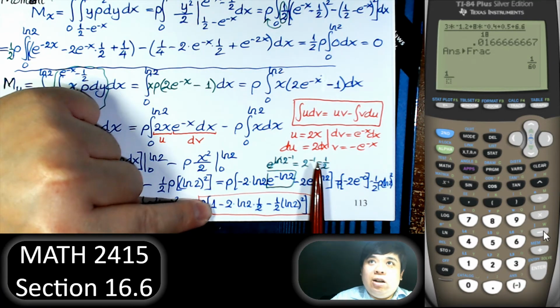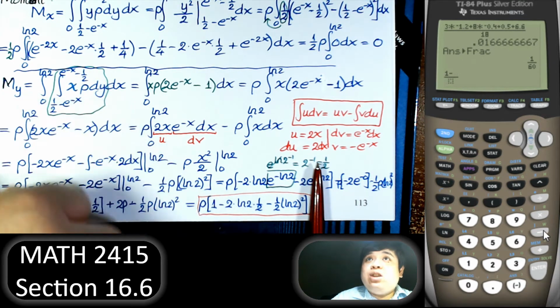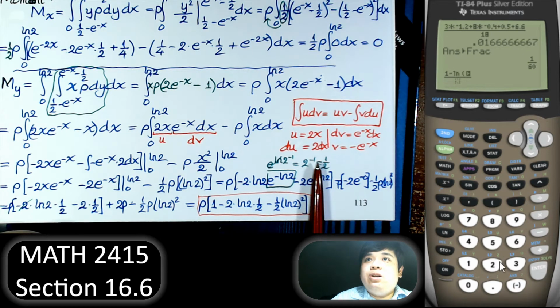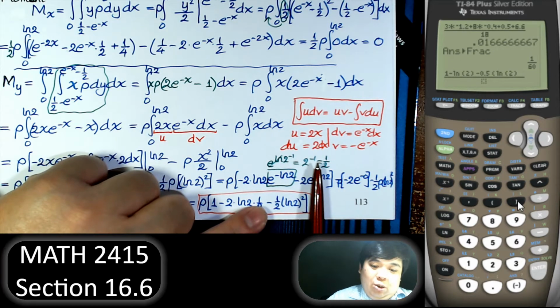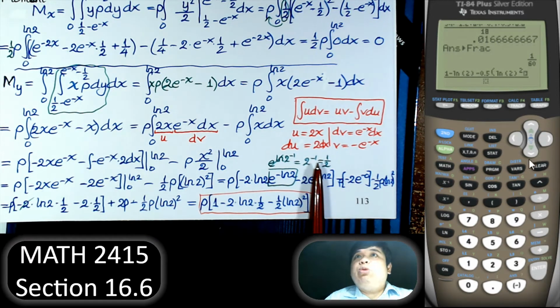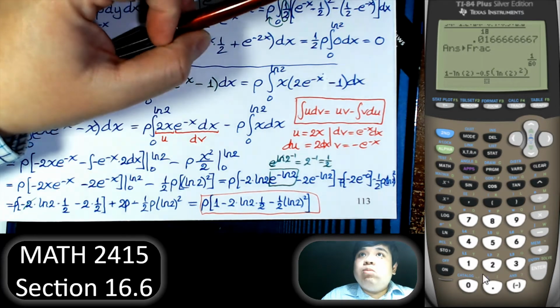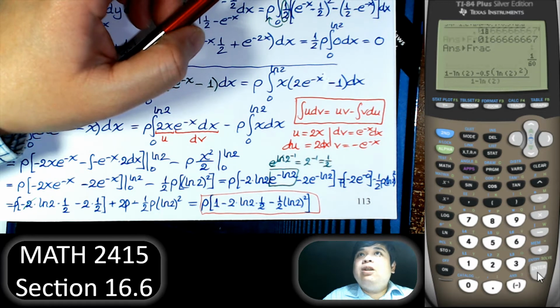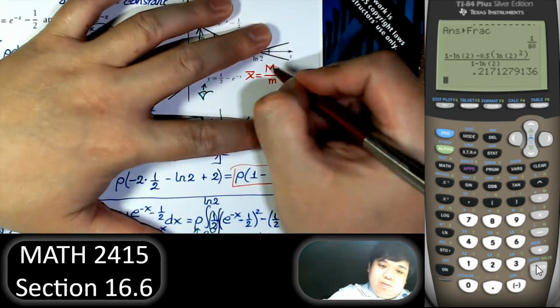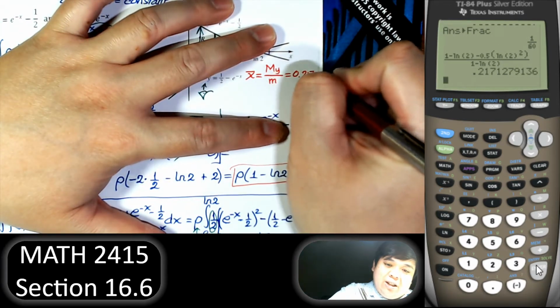We have 1 minus 2 and 1/2 cancel out, so minus ln of 2. And then minus, yeah, I have to pause the video in the middle to check the math. I don't want to waste time on the video to check the calculation. Everything's correct though. Divide by 1 minus ln of 2. So about 0.217.